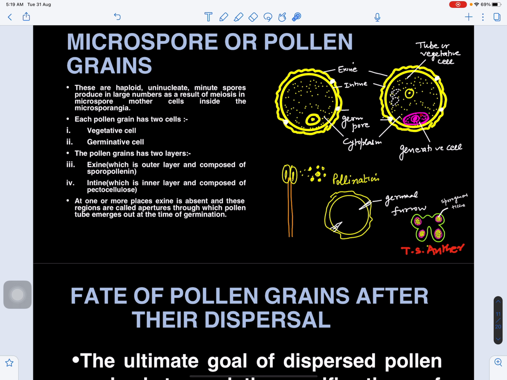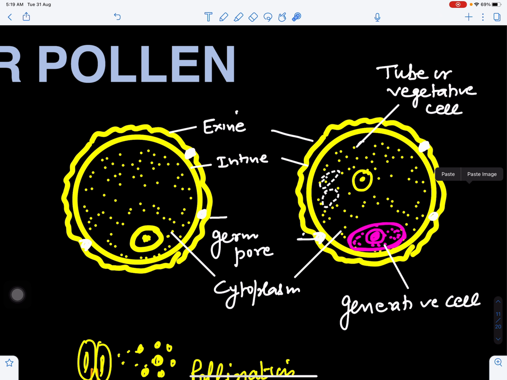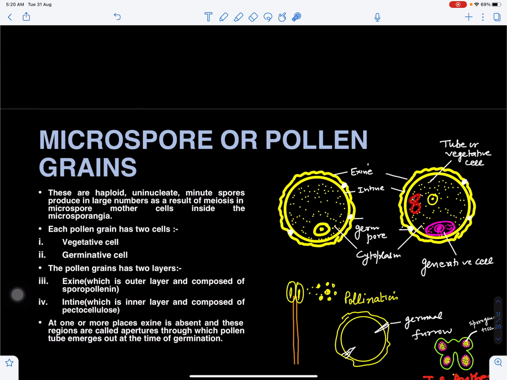This is one nucleus, which is called the tube cell or vegetative nucleus, or this whole cell is called the tube or vegetative cell, and this is called the generative cell. The tube or vegetative cell is rich in food materials, and may have RNA and proteins. But this generative cell is rich in DNA because it is going to form the male gametes, and it is poor in reserve food material. These are tiny vacuoles present in the cytoplasm of the pollen grain.